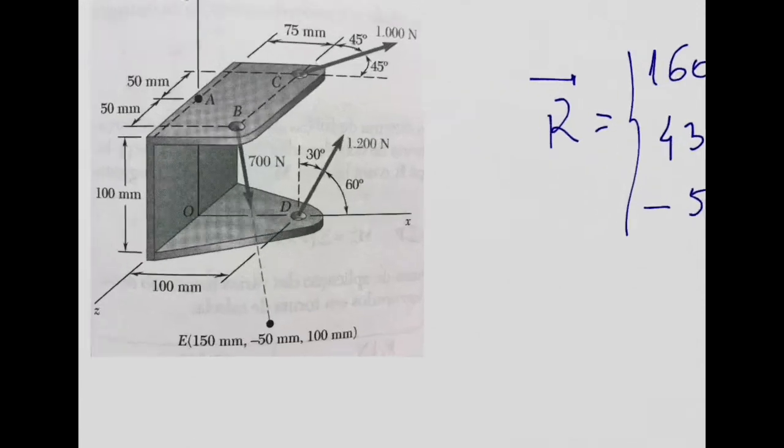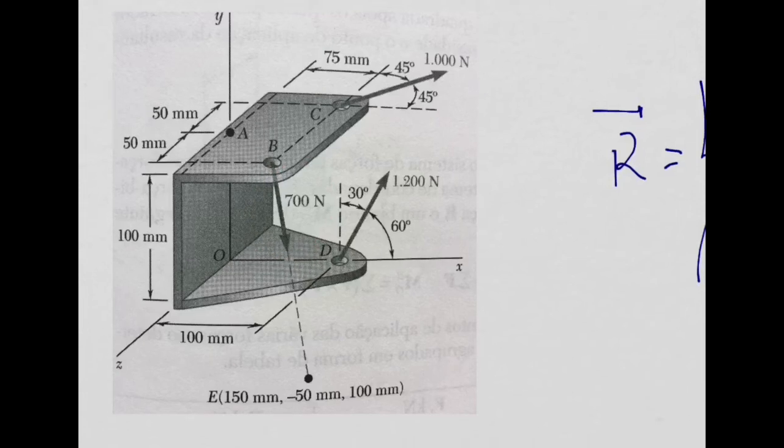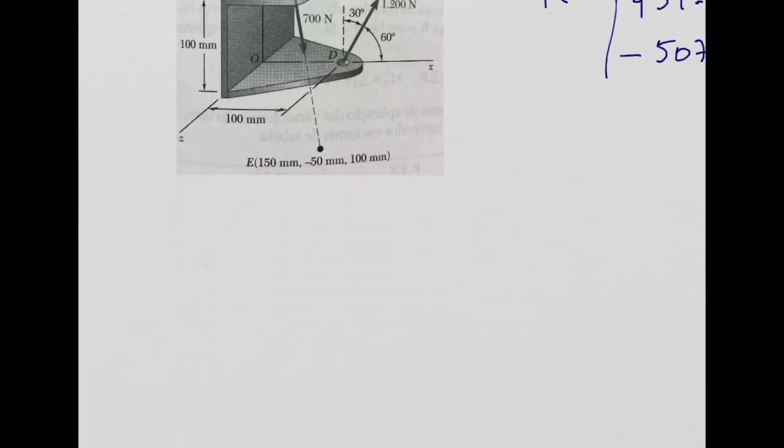So I want to calculate now the moment produced by this force FBE of 700 Newton. We know this force vector already. So I want to calculate the moment produced by this force about point A. In order to do that, we are going to calculate the moments about point A, and we are going to use this definition: position vector cross product with force vector, for all these three forces. We are going to use this method.